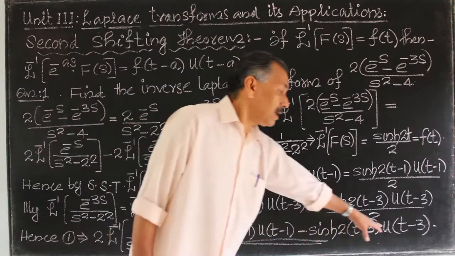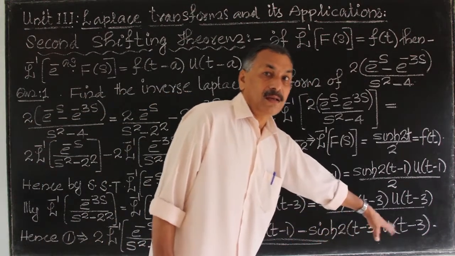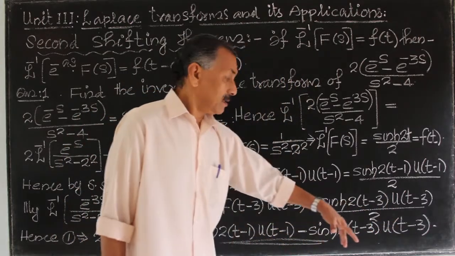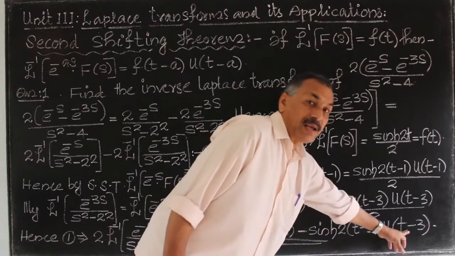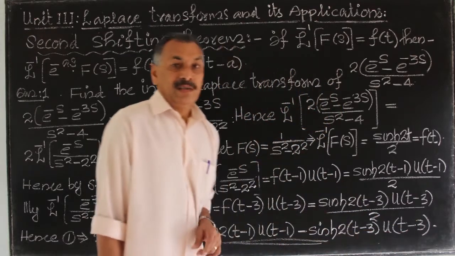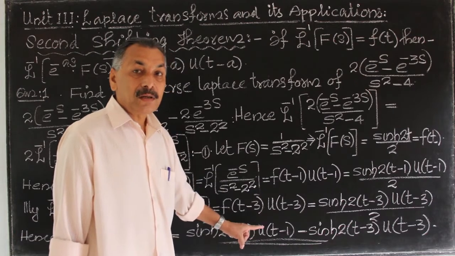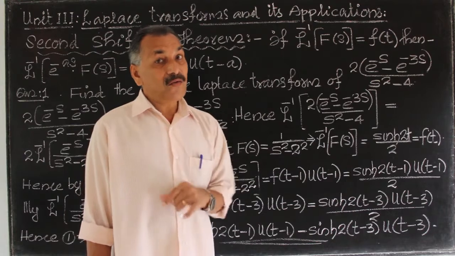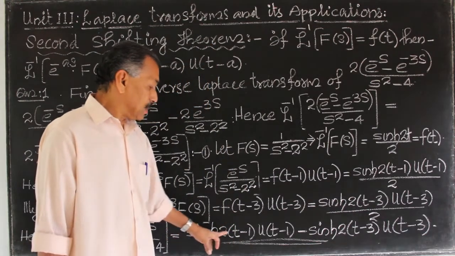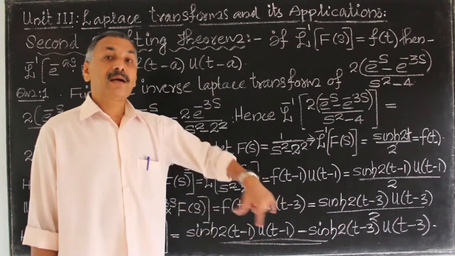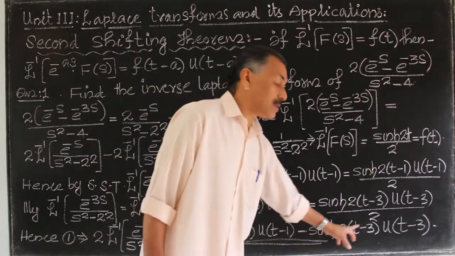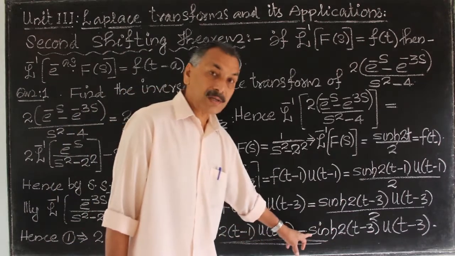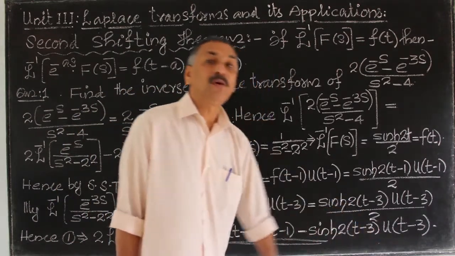Okay. Now similarly, if t is greater than 3, the value of this term will be 1. That is sinh 2(t minus 3). That is, if the value of t is between 1 and 3, the answer will be sinh 2(t minus 1). If it is greater than 3, the answer will be sinh 2(t minus 3). Or write it like this: that is equal to sinh 2(t minus 1) u(t minus 1) minus sinh 2(t minus 3) into u(t minus 3).